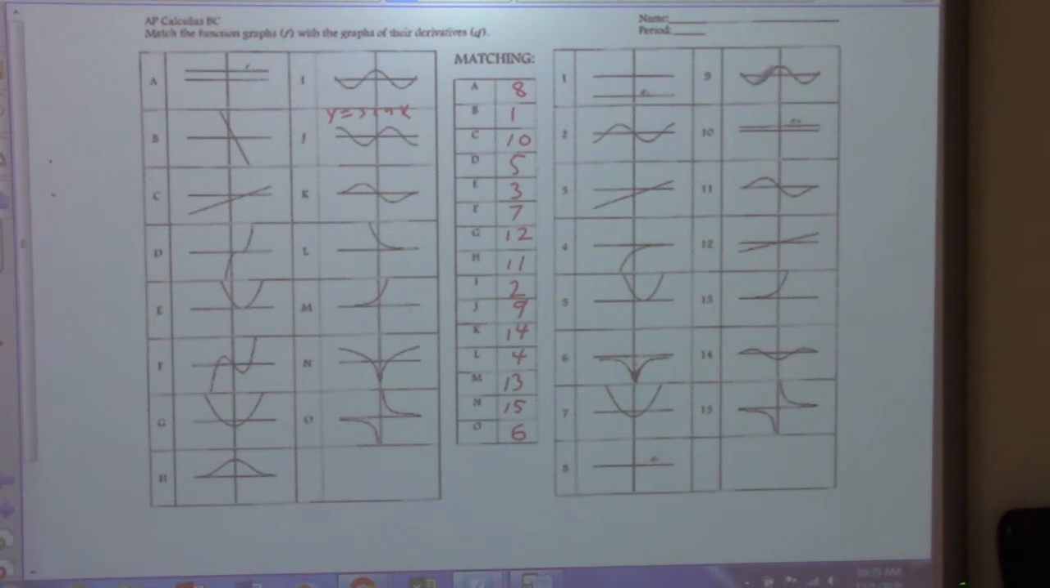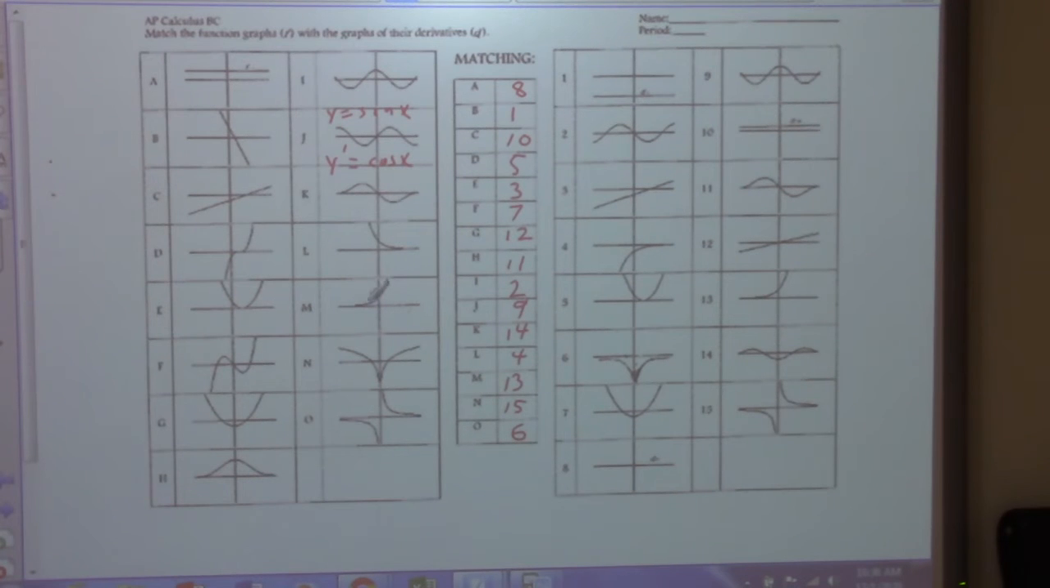Well, here's 9. Well, the derivative of sine x, y prime, is going to be cosine x. So this is the cosine function right here. Okay? And so that's it. And then the derivative of cosine is negative sine.